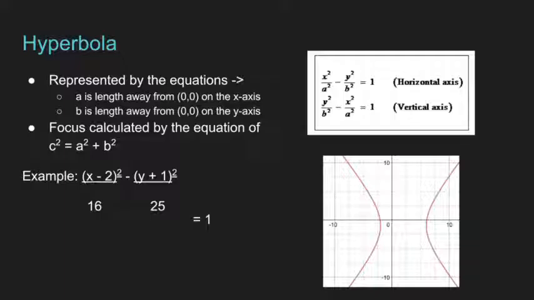And that is a mistake I made on the slide. It's a squared minus b squared. Now, an example of this would be (x minus 2) squared over 16 minus (y plus 1) squared over 25 is equal to 1. And that is the graph of it on the bottom right.